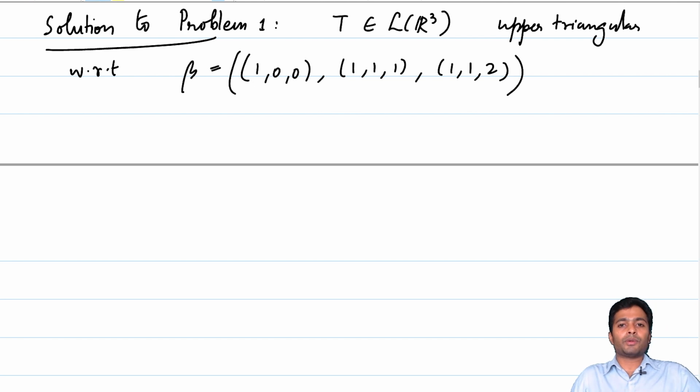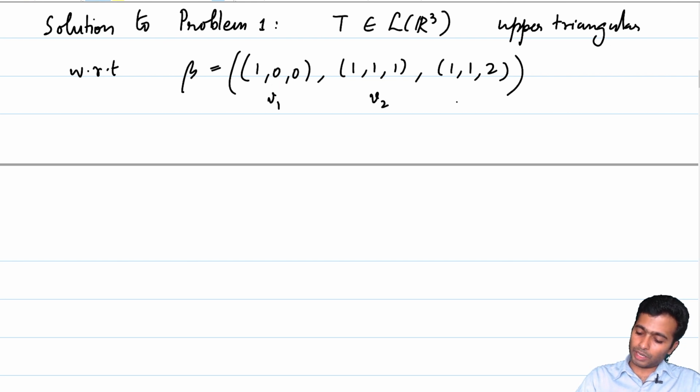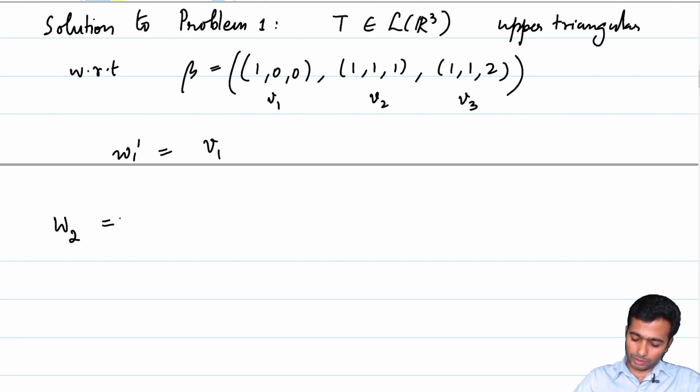So the only thing that we have to do is to apply Gram-Schmidt orthonormalization to beta with respect to the standard inner product. Of course, because the inner product was not mentioned, we will assume that the inner product involved is the standard inner product. So with respect to the standard inner product, let's orthonormalize our given basis here. So this is say V1, V2 and V3. So W1 prime will be equal to V1 itself. What will be W2? W2 will be W2 prime.